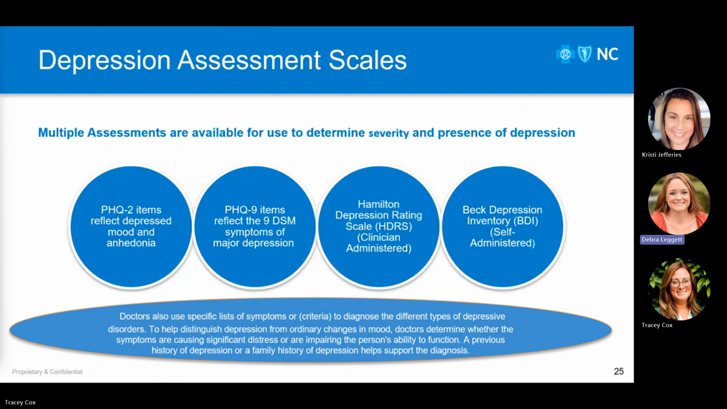The Hamilton Depression Rating Scale, also known as the HAM-D, is the most widely used clinician-administered depression assessment scale. The original version contains 17 items pertaining to symptoms of depression experienced over the past week.